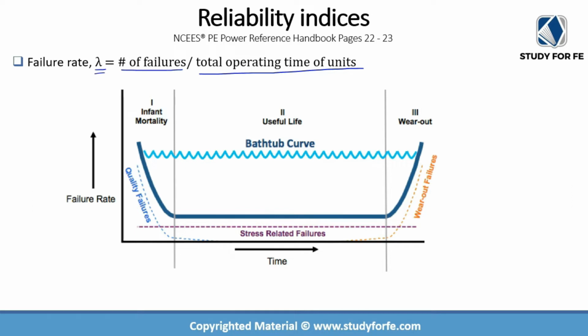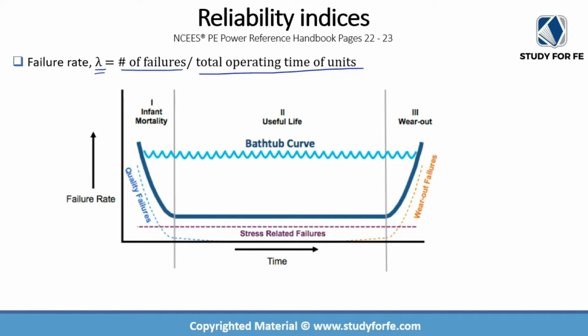Now, total operating time of units might be a little bit confusing to understand, but we'll do a couple of examples and it will be clear. So it's very important to understand failure rate. We will do a few examples, as I said, and that will make sense. But let's take a look at this bathtub curve.